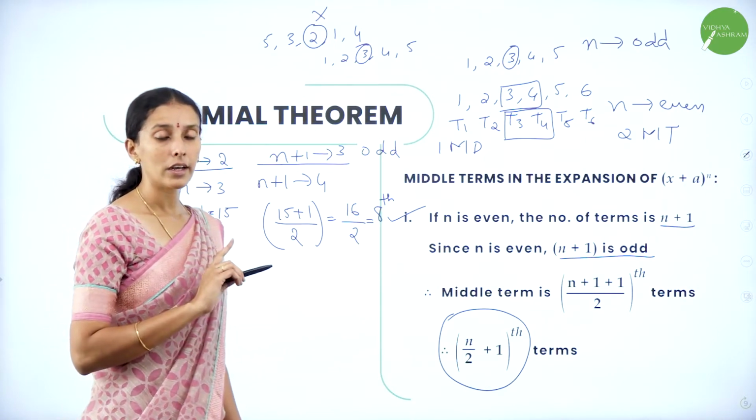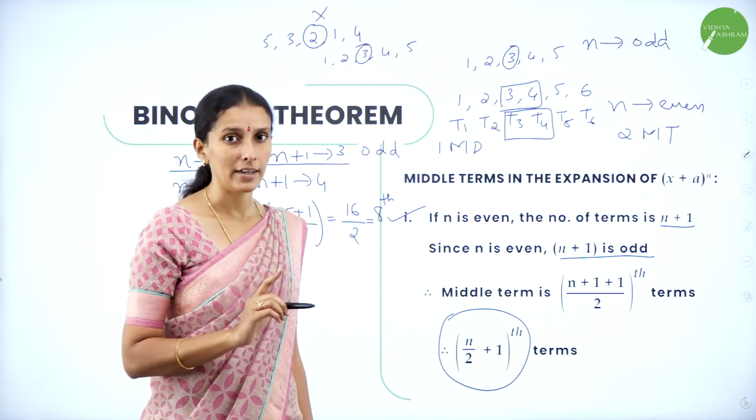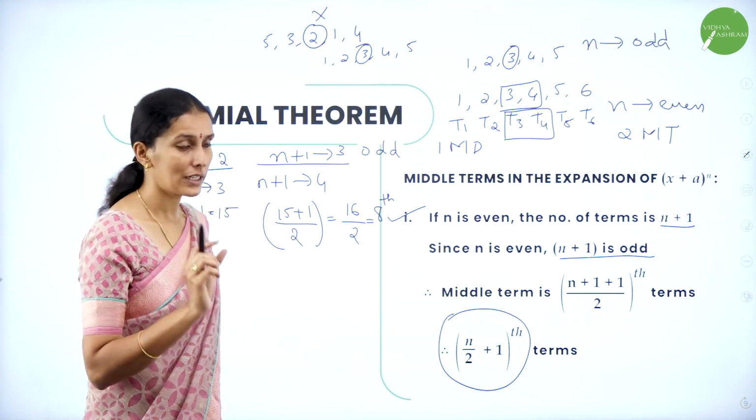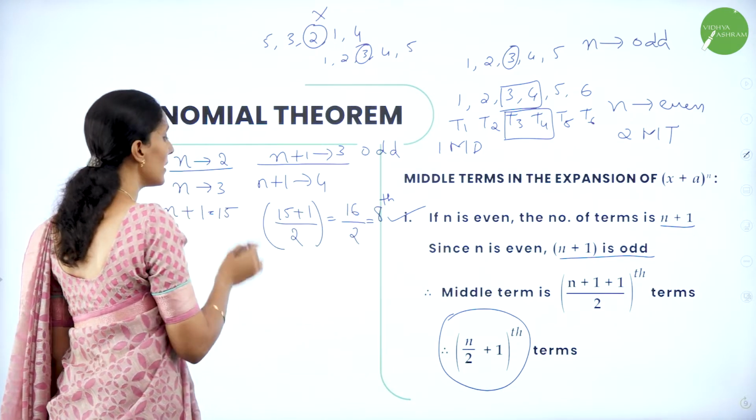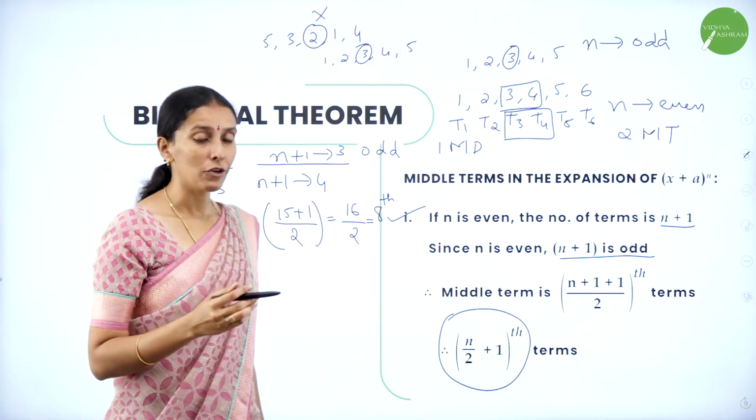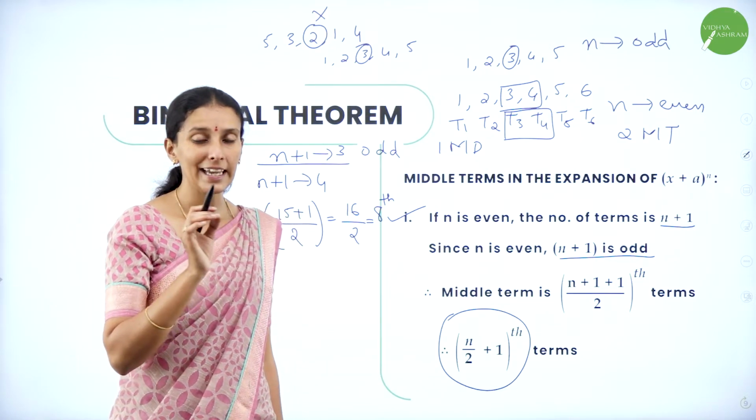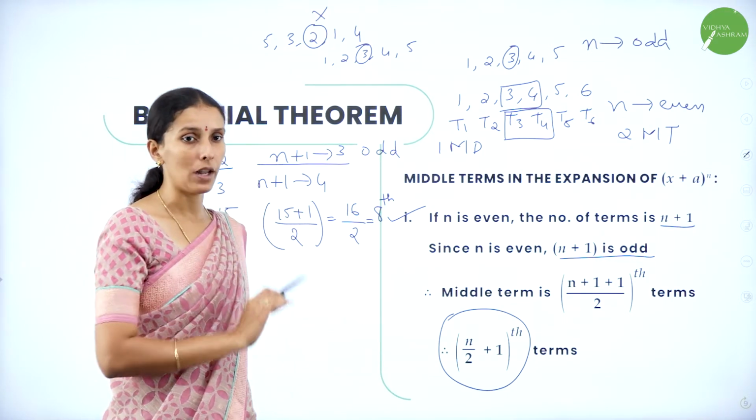8th term, not the middle value, that is 8. It is not the value, it is just representing the place of the term. So your 8th term is the middle one. So you have to find that using the general term formula. That is T8 you have to find using the formula.